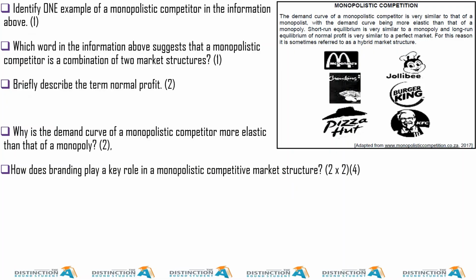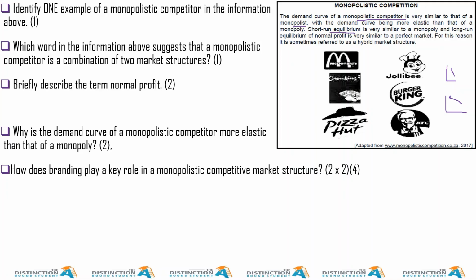All right, the last one, I think, the demand curve study. Obviously, read this and answer the questions. The demand curve of a monopolistic competitor is very similar to that of a monopolist. Yes, similar in the sense that they are both downward sloping. The only difference is elasticity, but yes, they are both downward sloping, with the demand curve being more elastic than that of a monopoly.